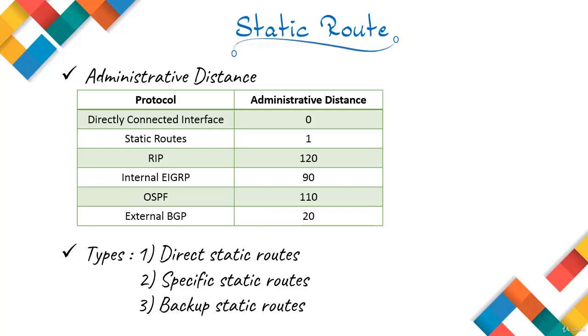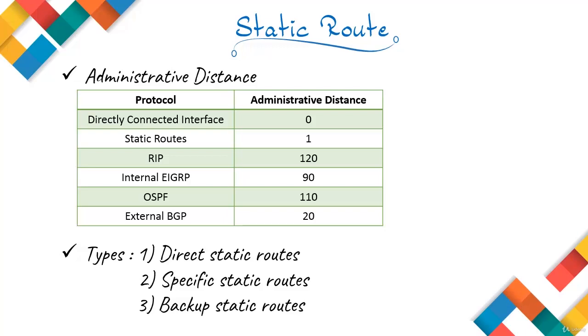On the screen, you can see the administrative distance of various protocols. Directly connected interfaces are given an administrative distance of 0, whereas static route is given an administrative distance of 1. So directly connected interfaces are given the precedence. If there is a directly connected interface to reach that destination, it will forward the packet. It won't check any other routes in the routing table. And RIP has the highest administrative distance, so it is given the lowest preference.